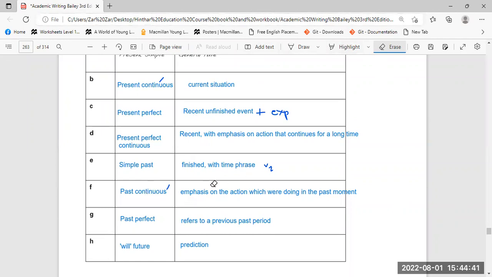Okay, past continuous emphasizes the action we were doing at a past moment. And for the past perfect, this is the previous past period. Previous past period means it is the action we have done in the past. By the time we are talking about, we are referring to the past, but the action had already finished at that time. For example, yesterday I had finished my dinner before you came.